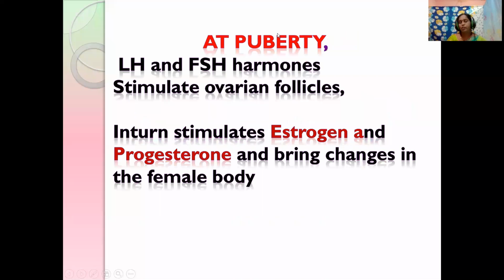Then at puberty, what is the puberty age, students, in girls? Yes, it is 13 years of age, and many changes take place in the female body due to the various hormones released, like luteinizing hormone, follicle stimulating hormone, estrogen, and progesterone. So these all bring various changes in the female body by the time of puberty.